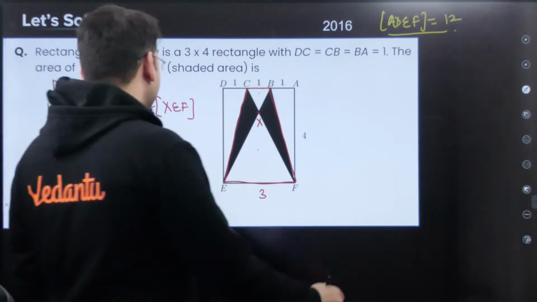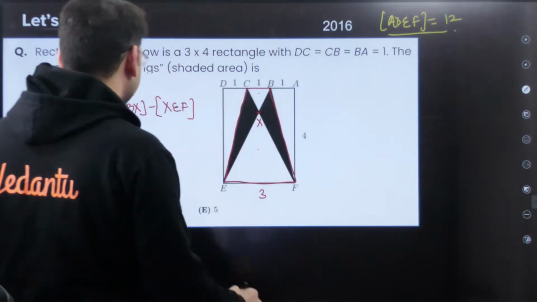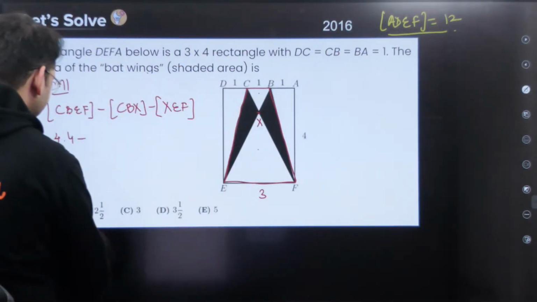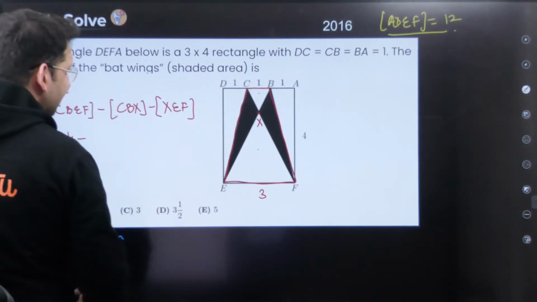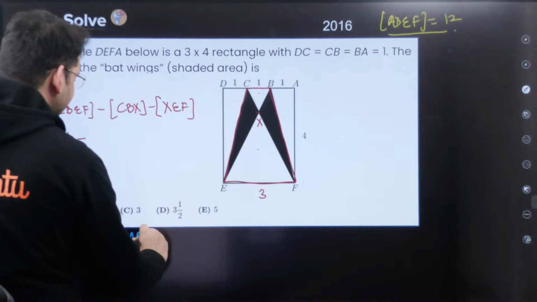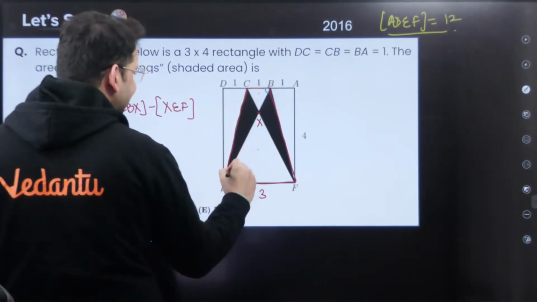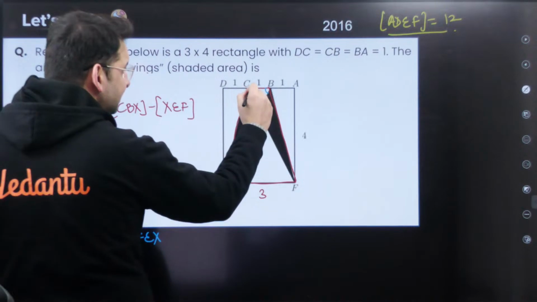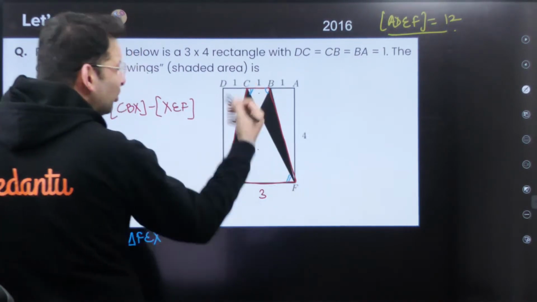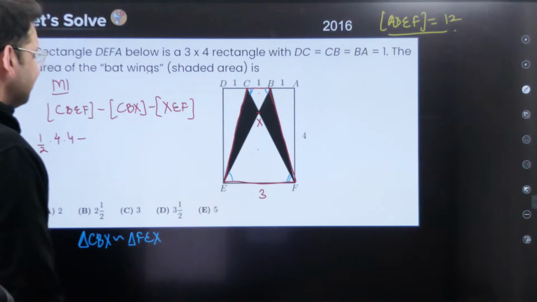Now guys, try to understand that CBX is similar to FEX. That means this angle is equal to this angle because these are parallel sides. This angle is equal to this angle. In fact, they both are equal by symmetry. They are similar triangles, right?